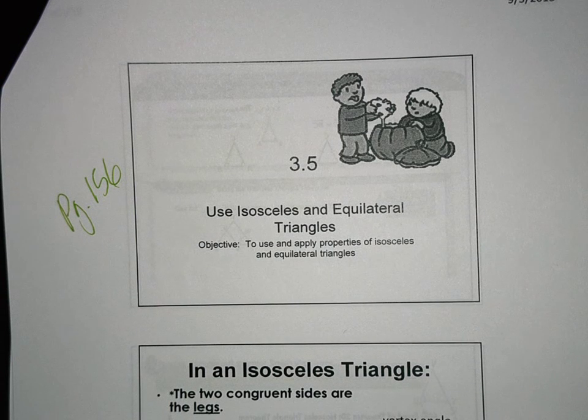Okay, Math 2, Section 3.5. Today we're talking about isosceles and equilateral triangles. In your groups right now, I want you to talk about the difference between the two, if you remember. Isosceles is two. Yeah, because I just saw her.